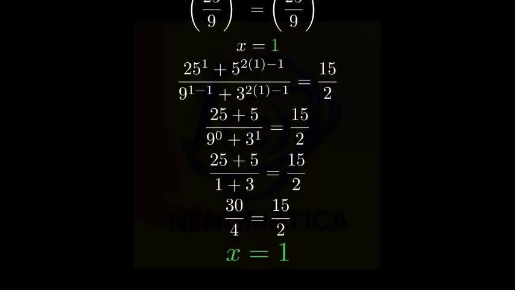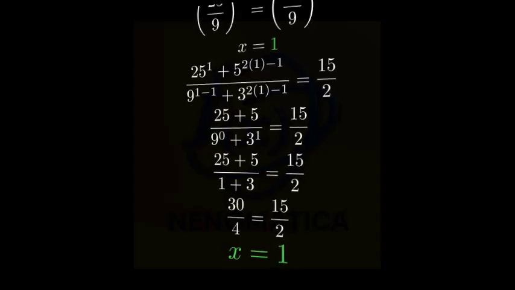In summary, we have solved the exponential equation by using the properties of exponents, factoring out common terms, and simplifying. The key insight was recognizing that we could rewrite the terms to isolate the exponential expressions, which led us to the solution x equals 1.